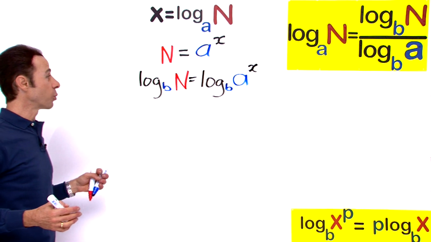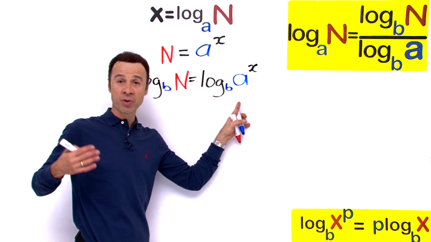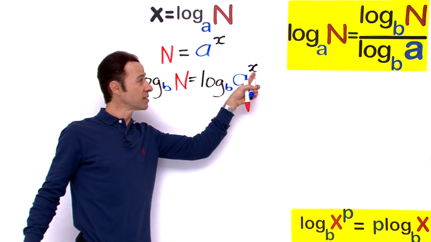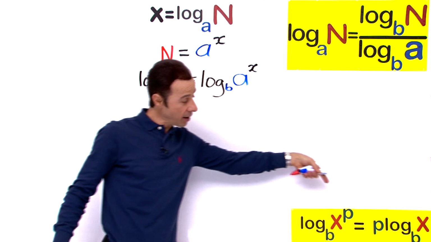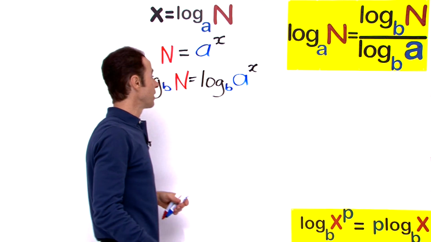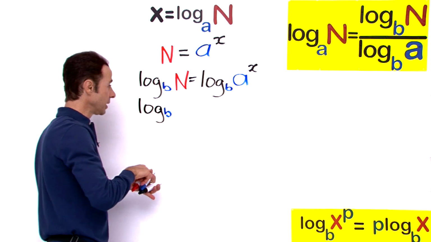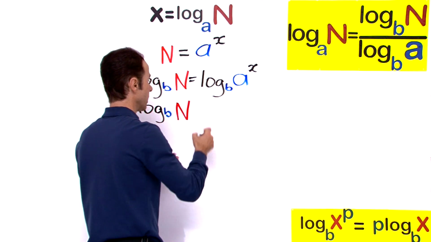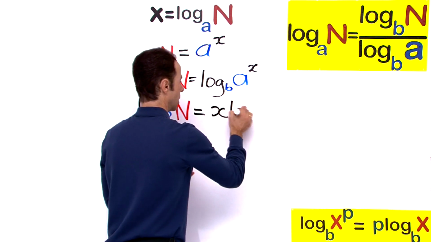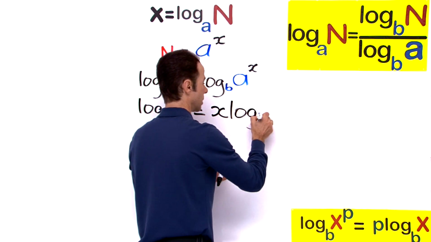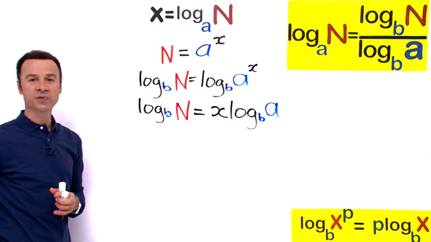So what can we do for the next step? Well, we can simplify the right-hand side by using the power law. If you remember the log laws, with the power law we can take the exponent and bring it to the front, and it still remains the same. That's the power rule. So let's do that now. On the left-hand side is still log base b of n, and that equals x times log base b of a. There's the new base right there. So we've changed from a to b.